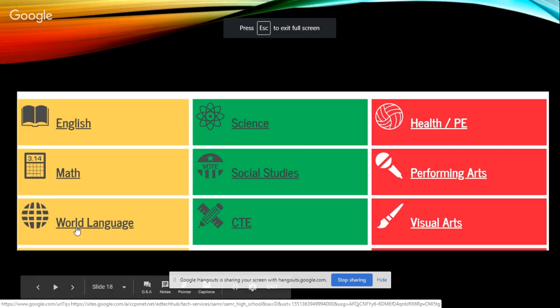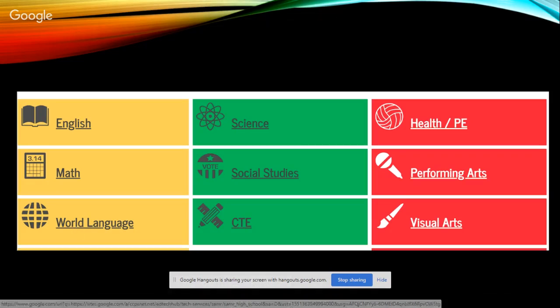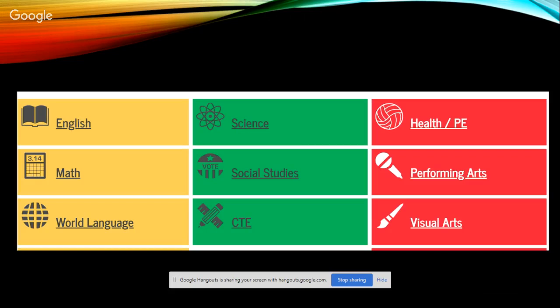I have some examples here. It's a link for all different subject areas for you to look at your content area and get some ideas of the different levels of SAMR. I'm just going to select CTE.